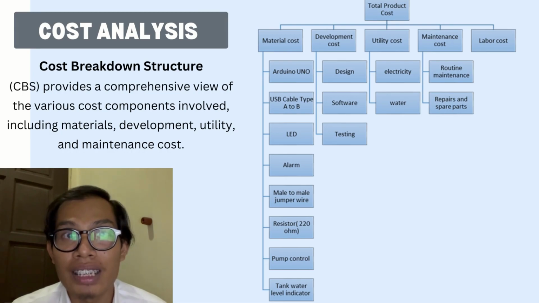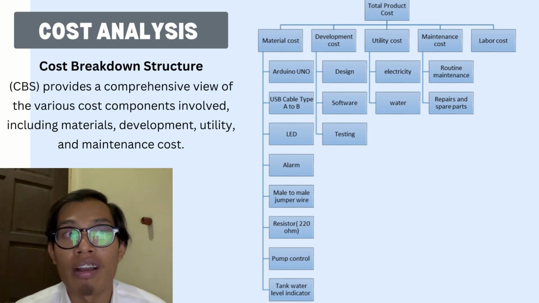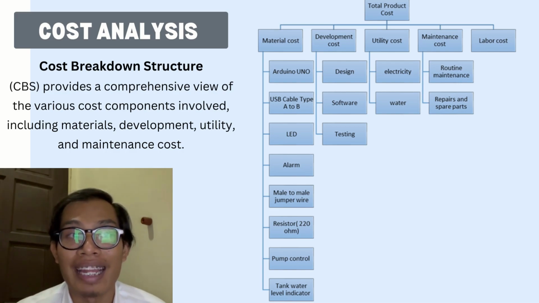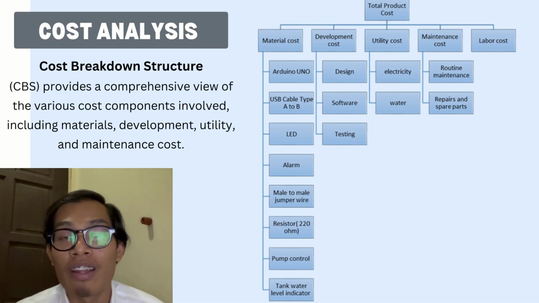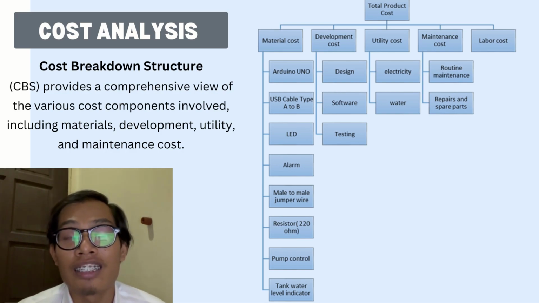So, the cost breakdown structure provides a comprehensive view of the various cost components involved, including material cost that we calculate for Arduino Uno, USB cable type A to B, alarm, LED, male-to-male jumper wire, resistor 220 ohm, pump control, tank water level indicator. Next, the development cost includes design, software, and testing.